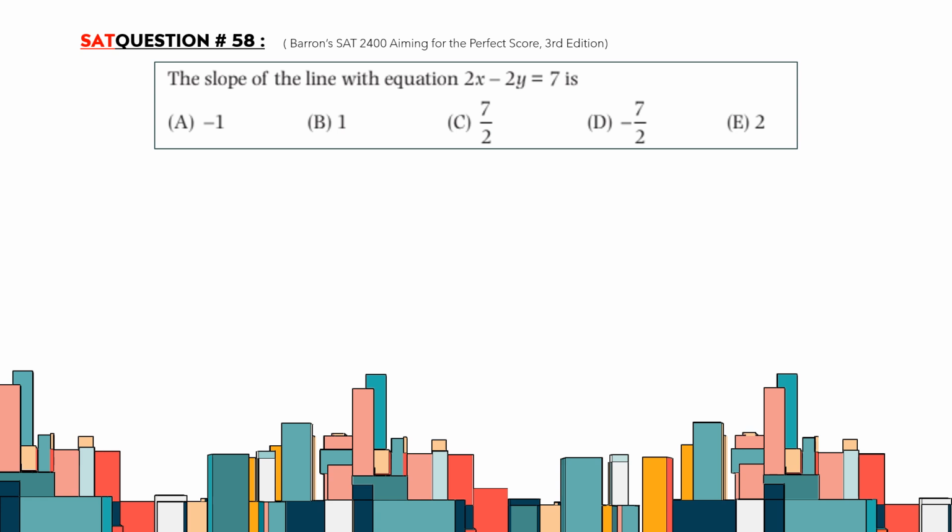The slope of the line with equation 2x minus 2y equals 7 is?